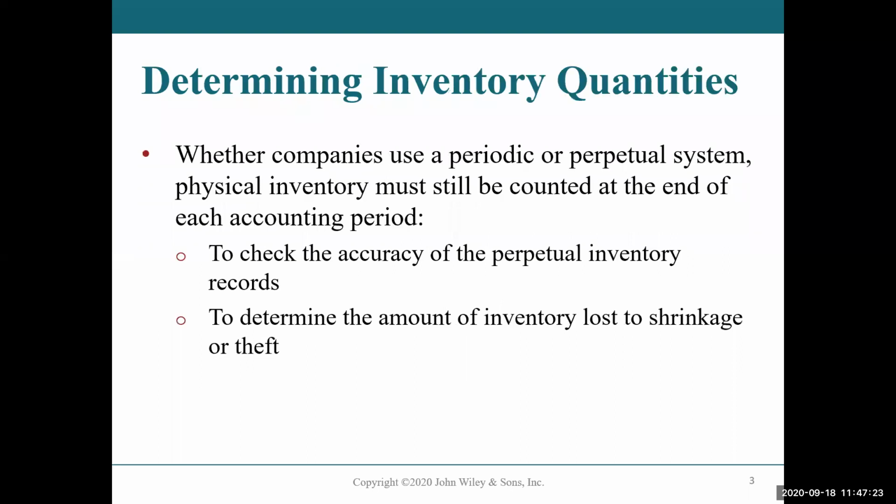When we talk about inventory, inventory is a current asset on your balance sheet. For most companies, it contributes a big chunk of the total current assets. Whether the company uses the periodic system or the perpetual system, companies have to do a physical count of their inventory at least once a year, at the end of the accounting period, just to make sure that their inventory records are accurate and that there is no shrinkage. And if there is any shrinkage, then we need to account for that as we go.